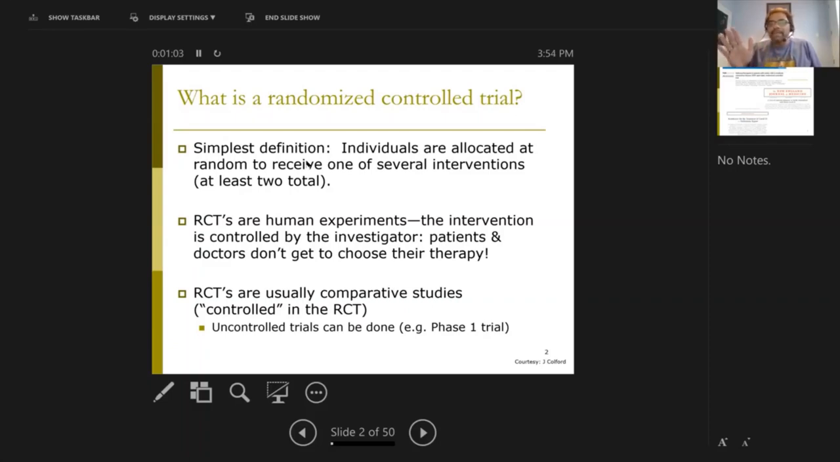By completely separating the patient profile from the allocation, we guarantee on average that the treatment and the control arm will be highly comparable in terms of all the covariates or confounders that we worry about. RCTs can be controlled or uncontrolled. Uncontrolled trials are usually done as early phase one trials. But once we get into phase three, for example, it is almost always a controlled clinical trial with a control arm.